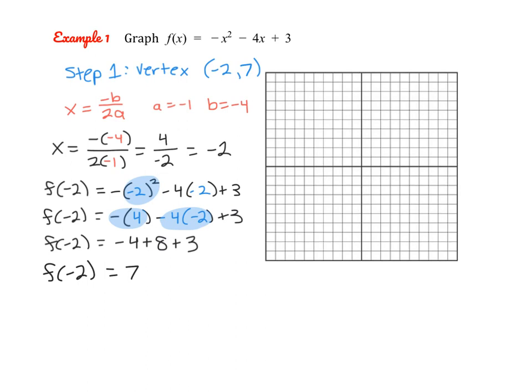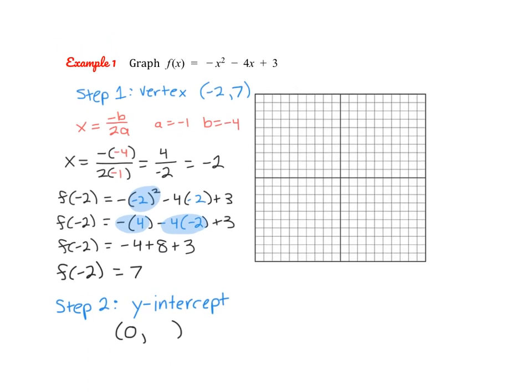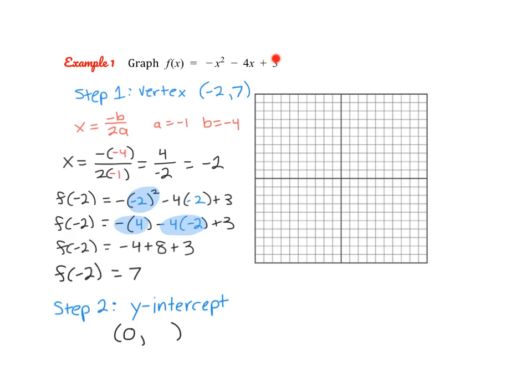Okay, so now we can move on to step 2, which is to find the y-intercept. So remember, our y-intercept is always going to be 0 and then our c value. So if you look back up to our original equation, our c value, which is always the constant, and again, the constant is the number without a variable. So I can see that my c value is 3. So I'm going to place 3 as my y-intercept.